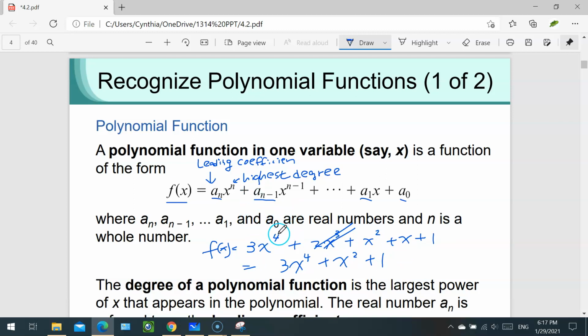Another thing is that for a polynomial function, the degree power must be a whole number, a positive integer in other words. So n is a whole number. There's no negative number, no fraction form, no radical form. Only a whole number can appear on the degree power term. Throughout the entire function, the degree power term must be an integer.